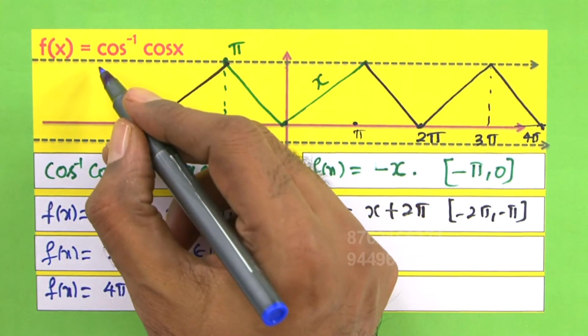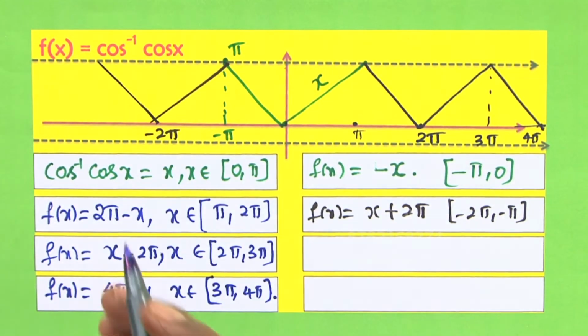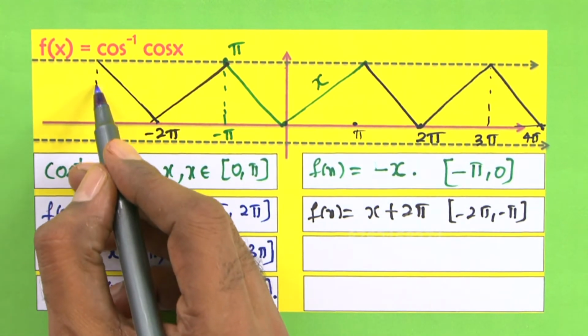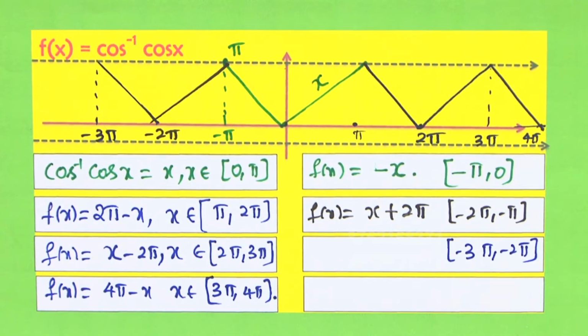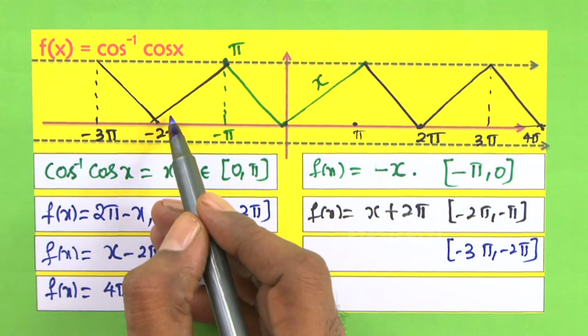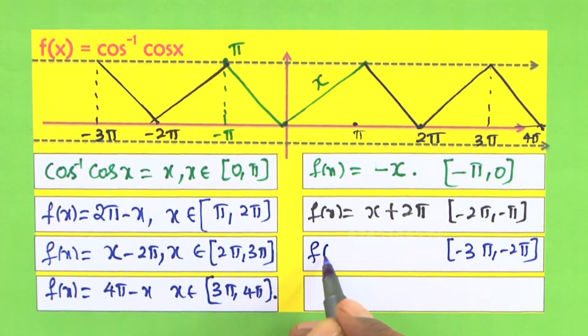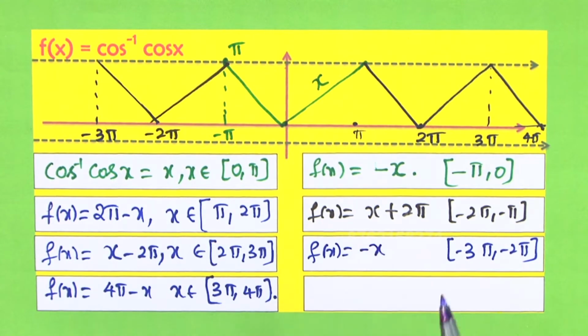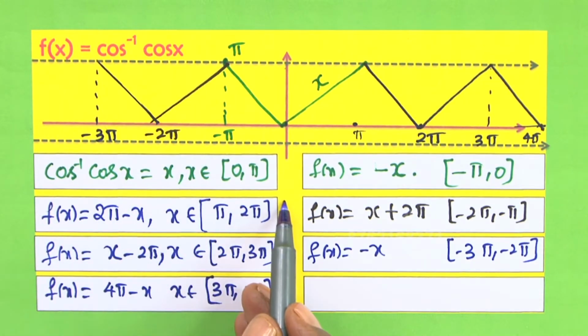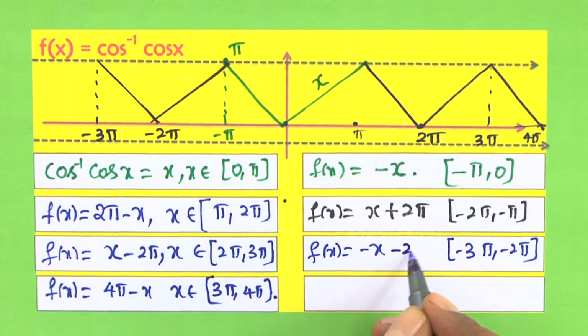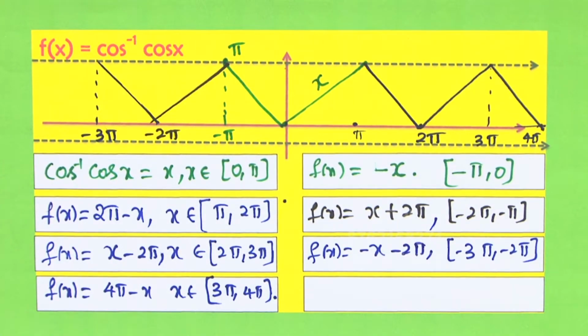If x is less than minus 2 pi, greater than minus 3 pi, then what happens? If x belongs to minus 3 pi to minus 2 pi, slope is clearly minus 1. So f of x should be of the type minus x, whereas it meets the y-axis at a point below the x-axis. This point is minus 2 pi, this point also should be minus 2 pi, this is minus x minus 2 pi.